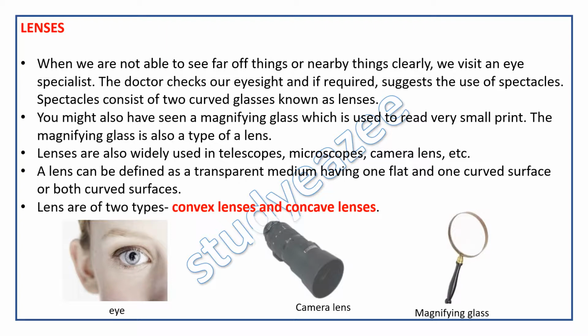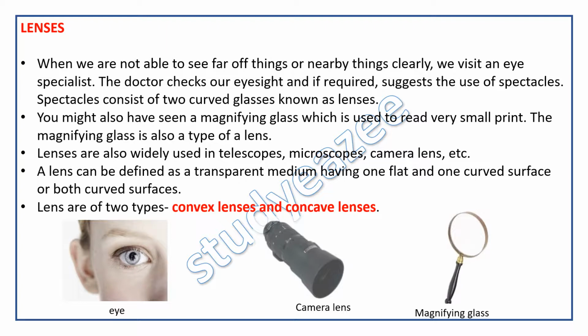When we are not able to see far off things or nearby things clearly, we visit an eye specialist. The doctor checks our eyesight and if required suggests the use of spectacles. Spectacles consist of two curved glasses known as lenses.